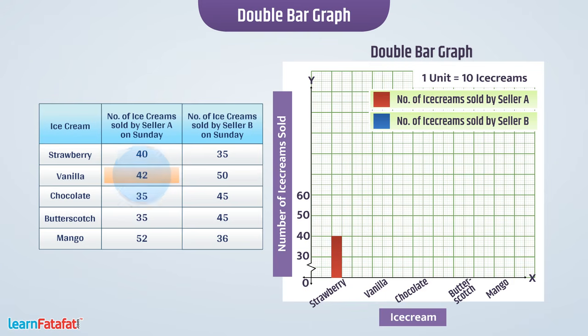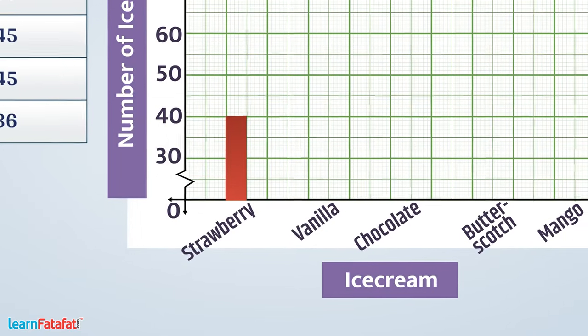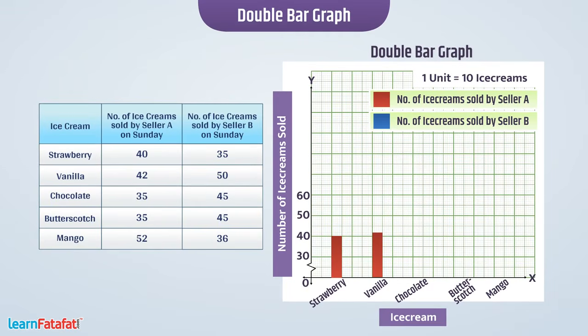He sold 42 vanilla ice creams. Here, 42 is between 40 and 50. Since each unit represents 10 ice creams, therefore we can say that the 10th part of unit represents 1 ice cream. So, to represent 42, we have to consider 2 parts of unit length out of 10 parts after 40. Thus, we will draw a bar extending from 0 to 42. In the same way, we will finish drawing a double bar graph of the given data. Note that we have used different kinds of bars to represent each seller.